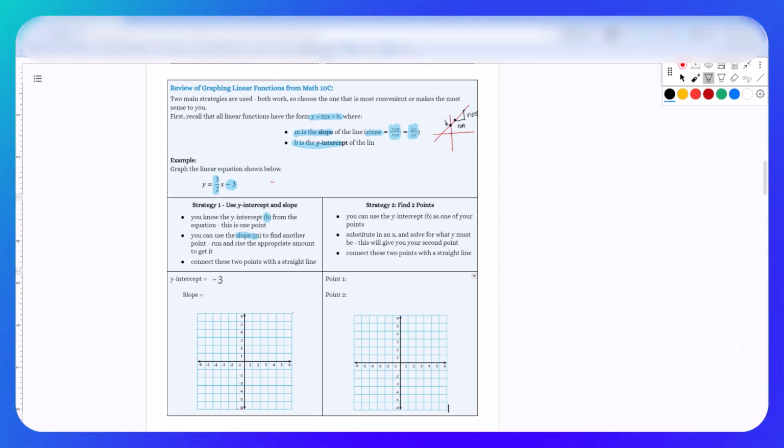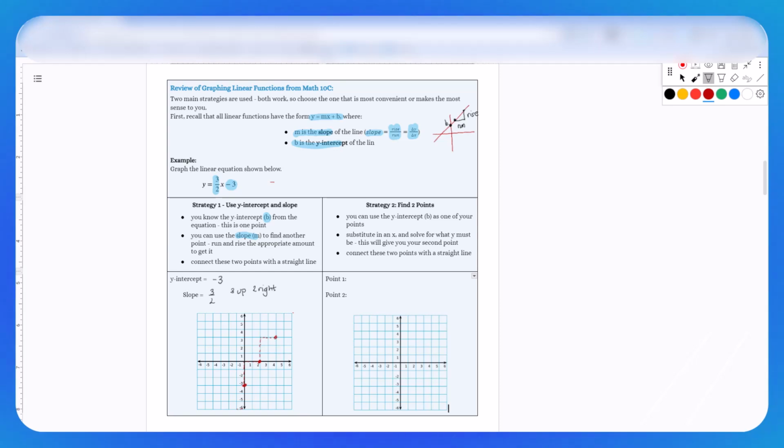So we look at our slope, we got 3 over 2, which means we are going to walk 3 up and 2 to the right from any given point. So we write down our y-intercept first, which is negative 3, which is down here. And we go for that walk, 3 up, 1, 2, 3, and then 2 to the right, 1, 2. And we make a point. And we can repeat that as many times as we like.